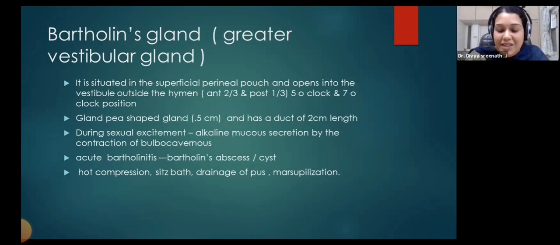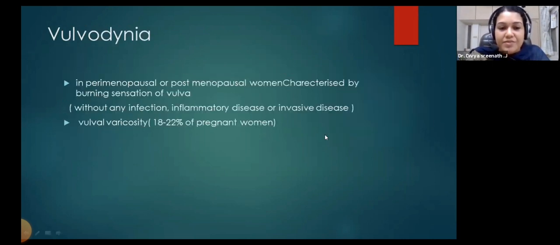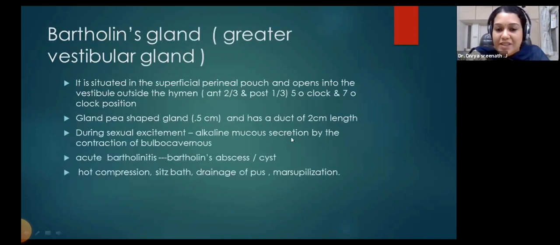Bartholin gland we have already seen. It is situated at the 5 o'clock as well as the 7 o'clock position. The duct of the gland opens into the vaginal opening. The main aim of this gland is to provide mucus secretion, especially during sexual excitement.